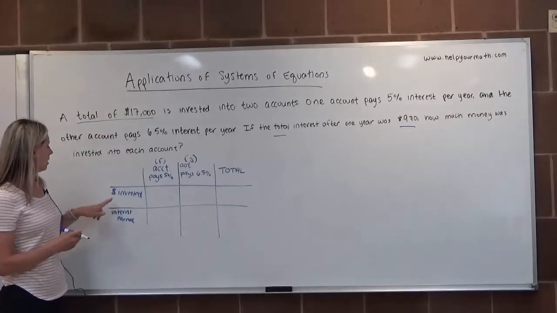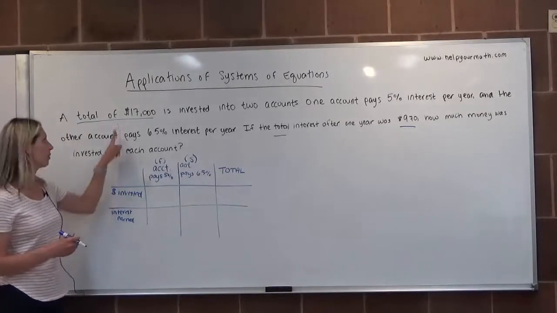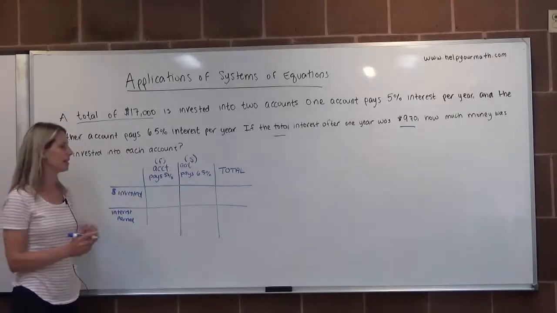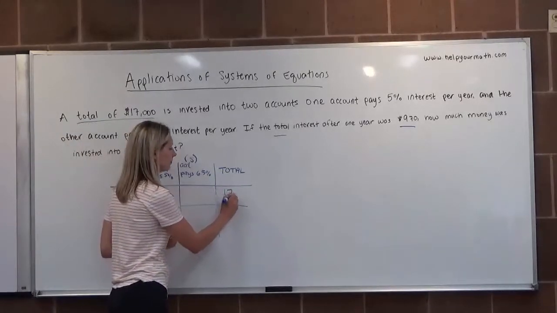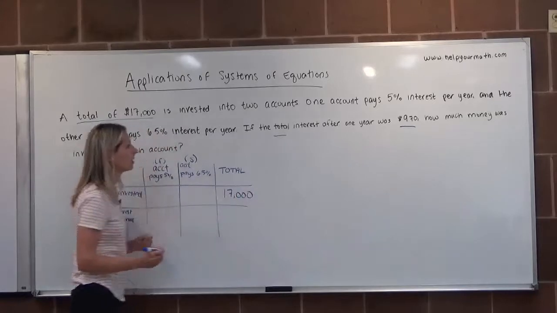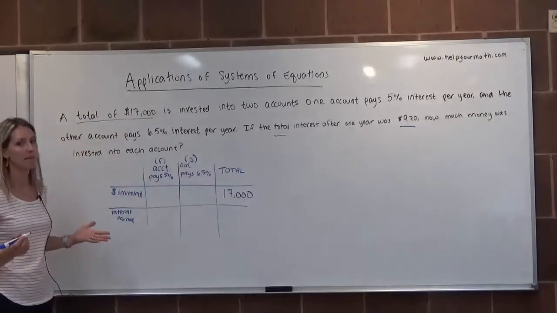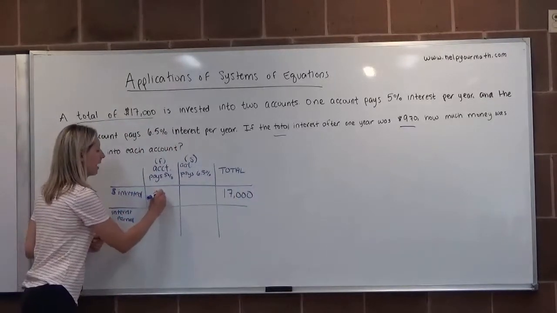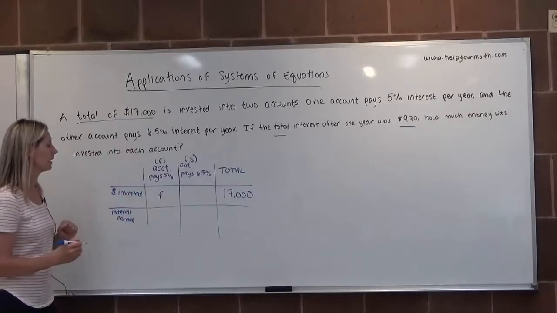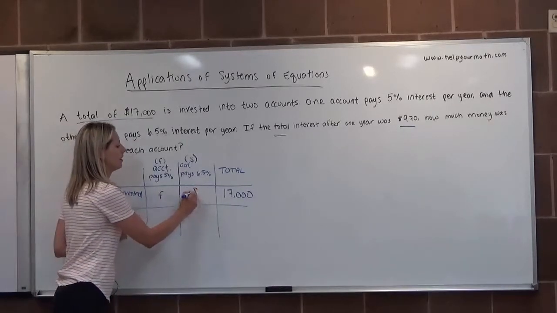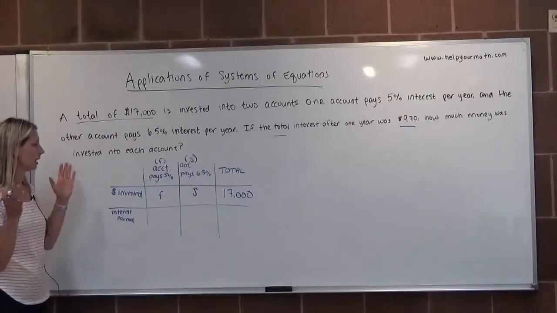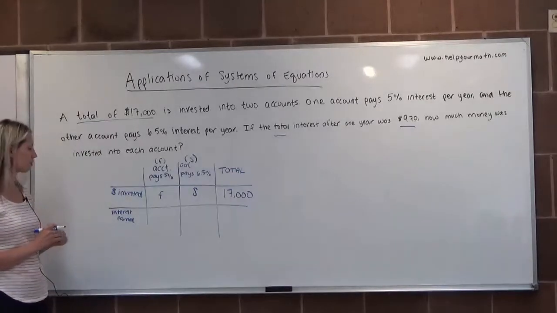Okay. Do we know how much was invested? Well, we know that the total amount invested was $17,000. So I'll put that in my total. Otherwise, we don't have any information. So this we're just going to call f, that there's f dollars invested in the account that pays 5%, and there are s many dollars in the account that pays 6.5% interest.